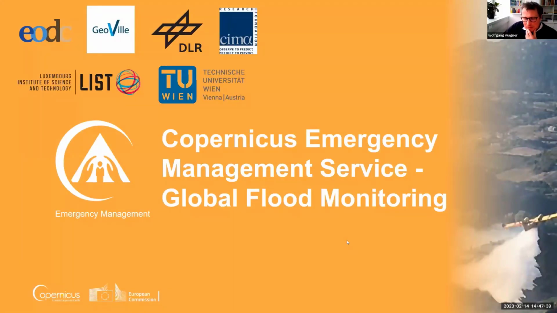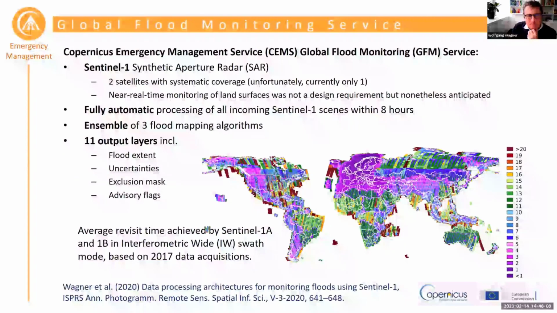The Sentinel-1 images we took to a large extent from the so-called Copernicus Emergency Management Service, from the Global Flood Monitoring Component. This Global Flood Monitoring Component is a new service of the Copernicus Emergency Management Service that was put into operation about 1.5 years ago. So it's still a rather recent service, but now we see very nicely how it's working.